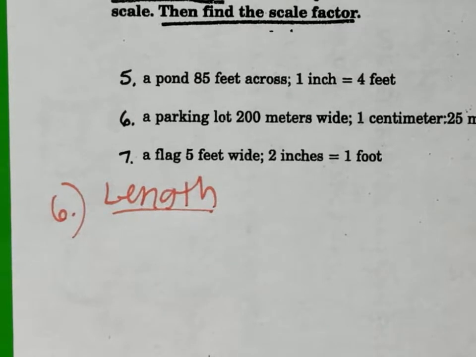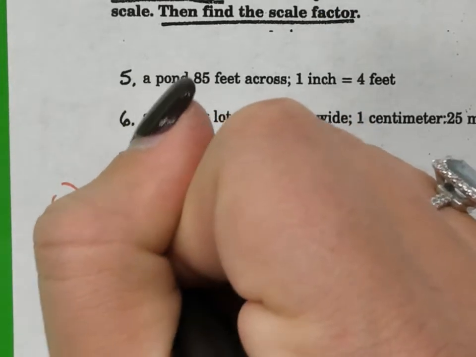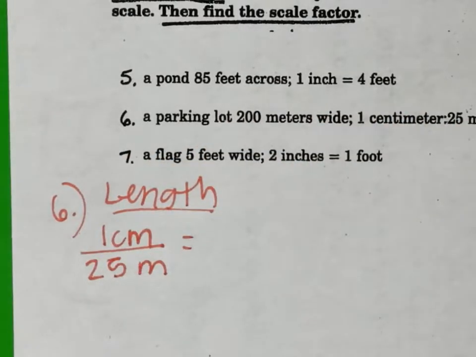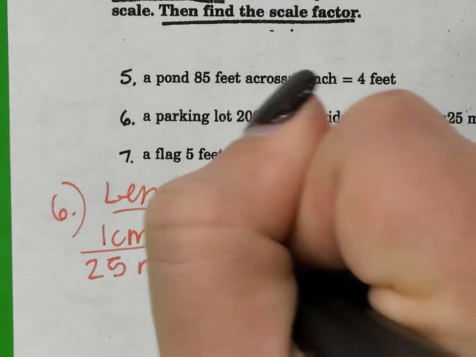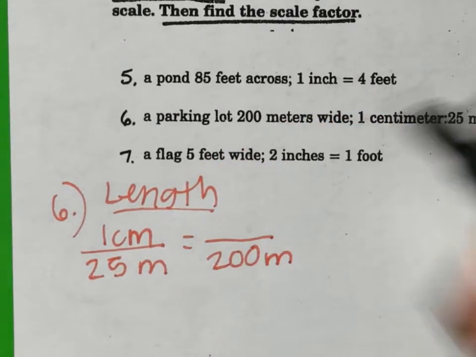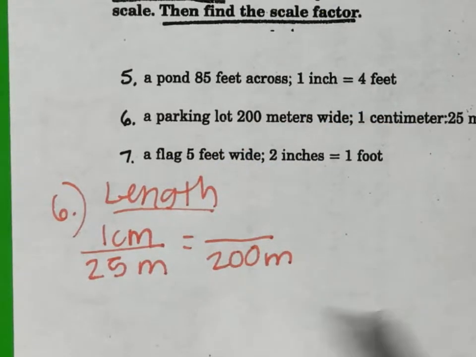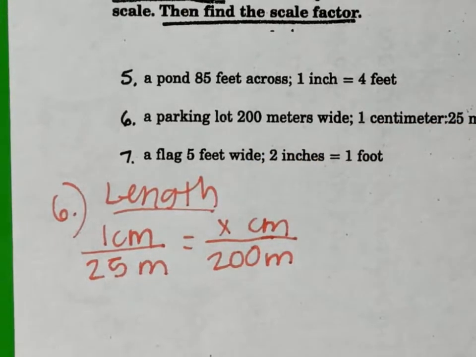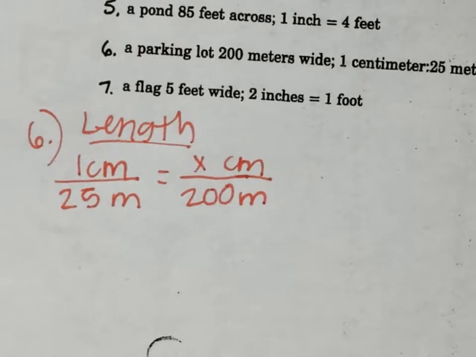So what's my first ratio going to be? 1 centimeter. Is it 1 centimeter? Mm-hmm. Over 25 meters. Good. 1 centimeter over 25 meters equals 200 meters. Where does that go, top or bottom? Bottom. And I'm trying to find out how many centimeters, right? So it's going to be X centimeters. So now I have my proportion set up.